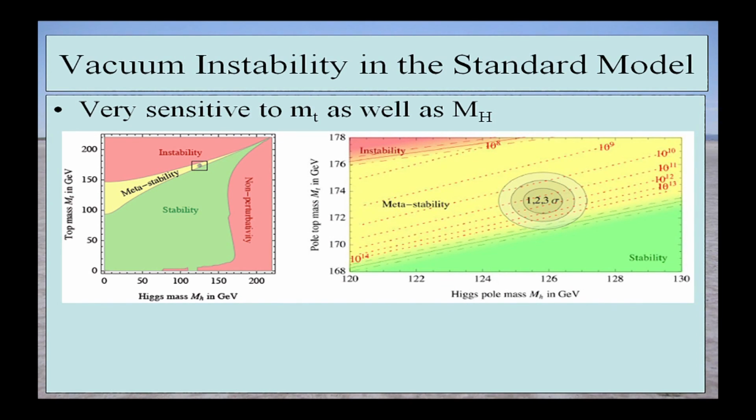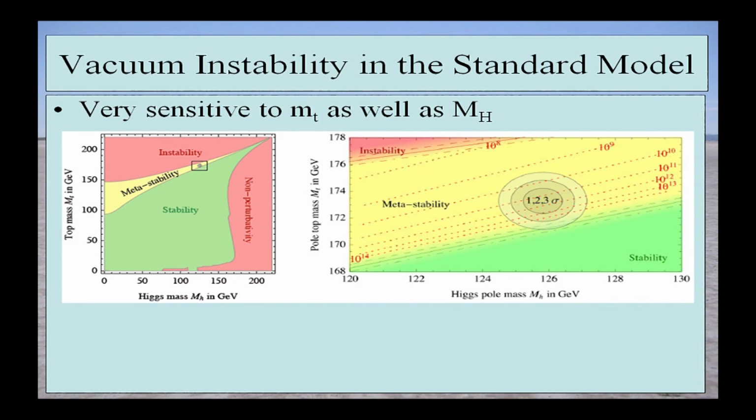So here I have a parameter plane. The horizontal axis is the mass of the Higgs boson. The vertical axis is the mass of the top quark. And there is a large green region where the standard model is completely stable. There's a red region where it's certainly unstable. And there's a yellow region where it's metastable. That means the vacuum is in principle unstable, but the lifetime is longer than the age of the universe.